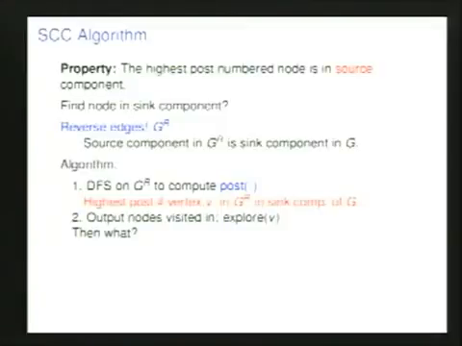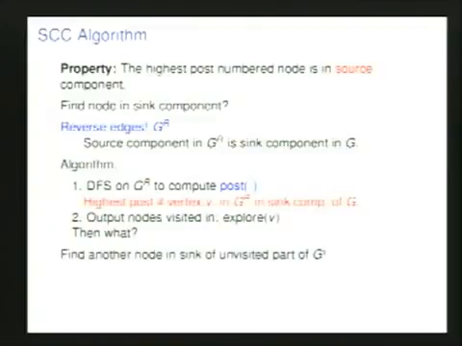So now you have one of the components. You've output one of the strongly connected components, right? So that's good. I'm pretty happy. So what do I do now? Well, I just loop, right? That's one thing I can do. So I need to find another node in the sink of the unvisited part of G, right?